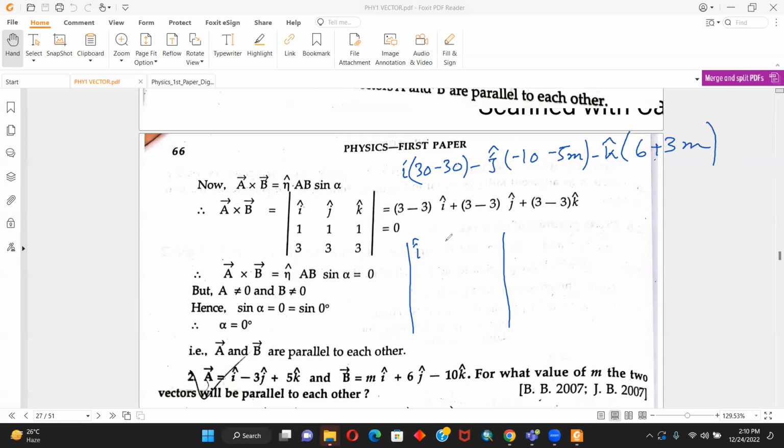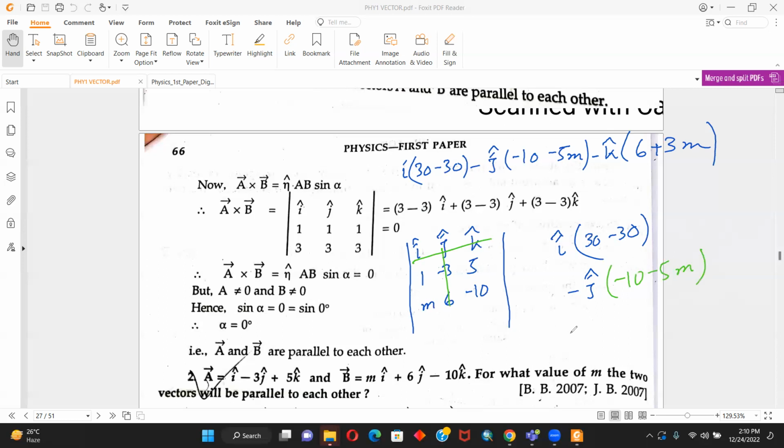Okay, let's see if you are correct or not. Then we will move to the next step. So 1, minus 3, 5, and then m, 6 and minus 10. For i cap, we will get minus and minus 30. Okay, this is correct, no problem. Then minus j. Then we will get minus 10, minus 5m. This is also correct.